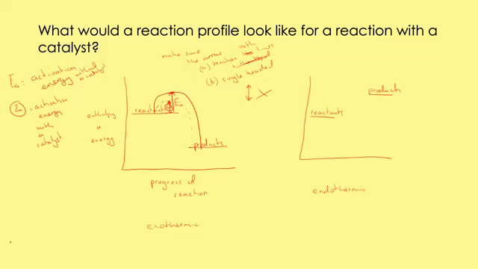Sometimes you're asked to draw these and label the energy change of the reaction. So this here would be the energy change. And you can see that by adding the catalyst, that has not changed. The difference between the reactants and products has stayed the same. And again, that needs to be a single-headed arrow. If you draw a double-headed arrow, you would not get the marks.